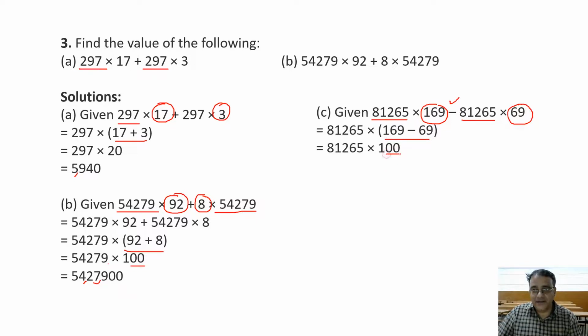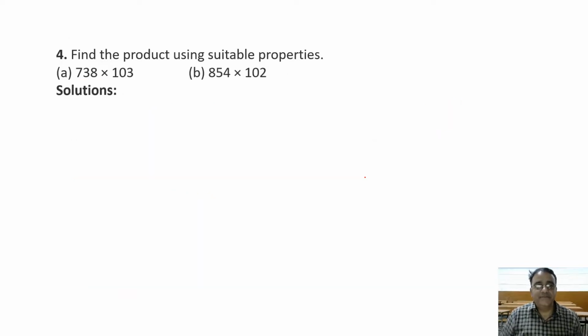So यहाँ 100 में 2 0 है तो यहाँ पे 2 0 लगा दो. So ये हो जाएगा 81,26,500. Right. Now we are moving towards the next one. Find the product using suitable properties. So both the questions are based on distributive properties only.